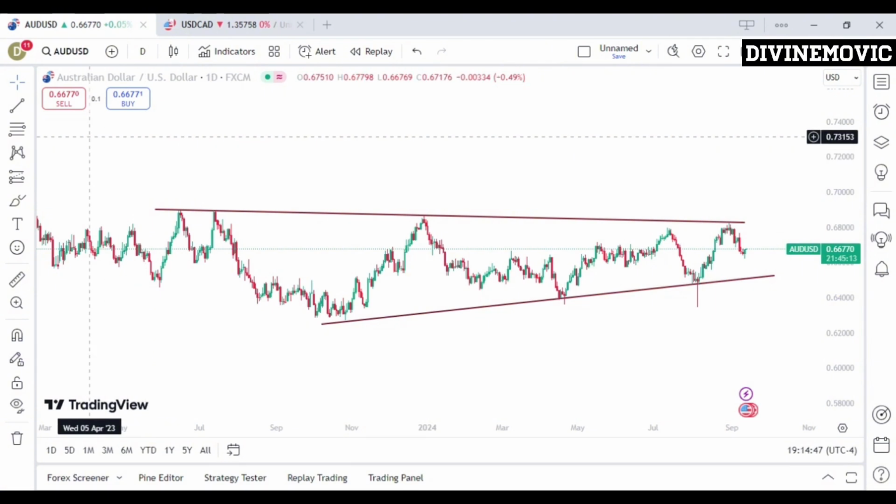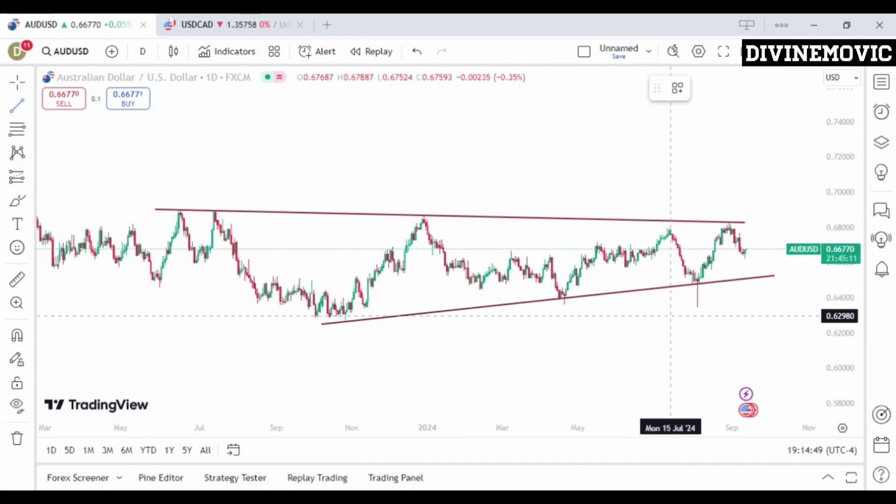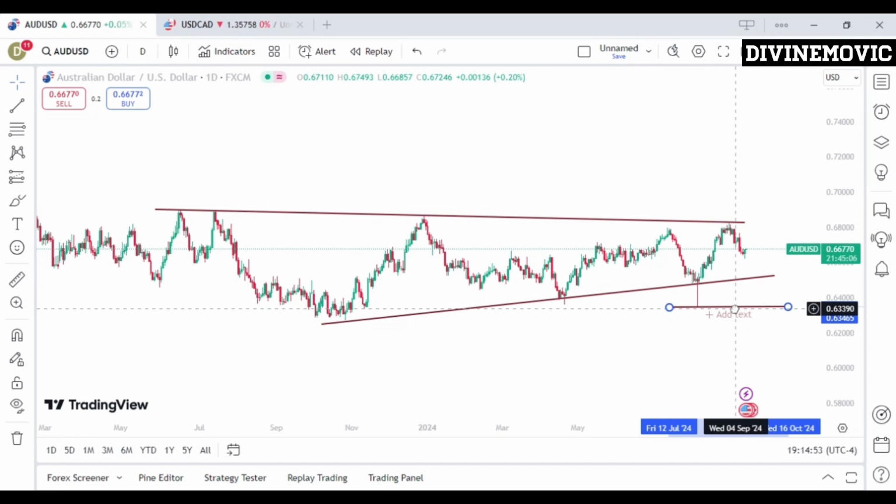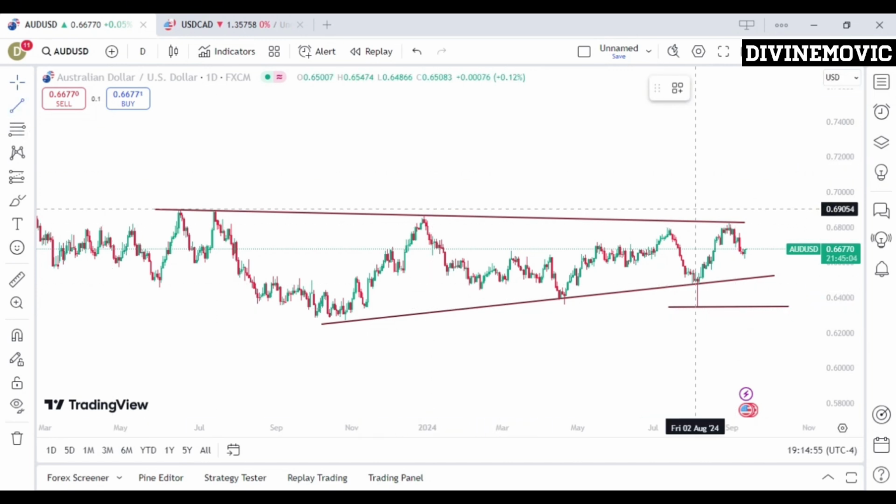And here is basically the first key level, which is referred to as the support key level, right? And here is basically the resistance key level.